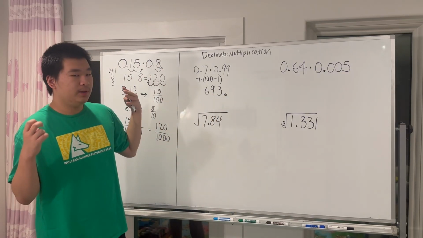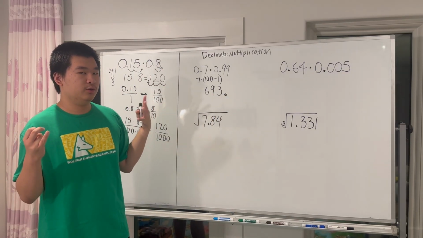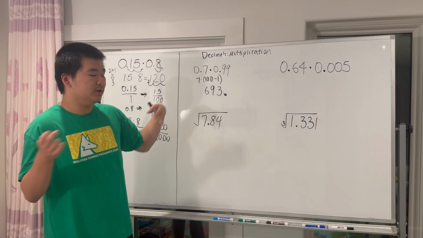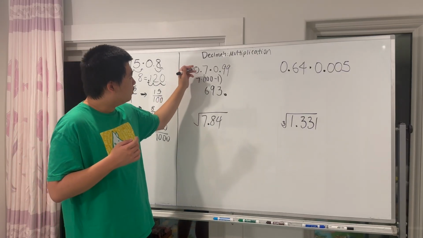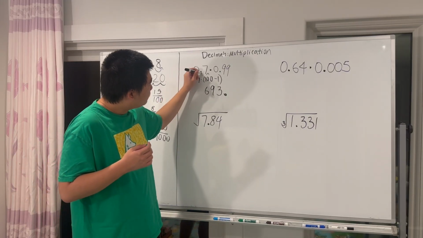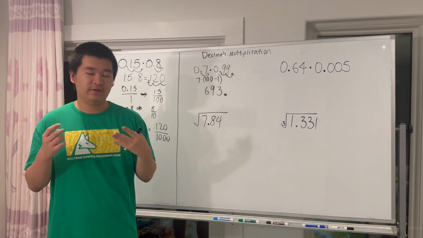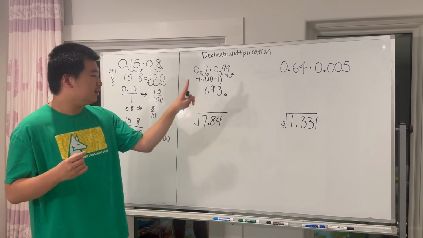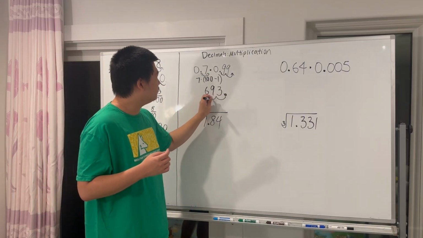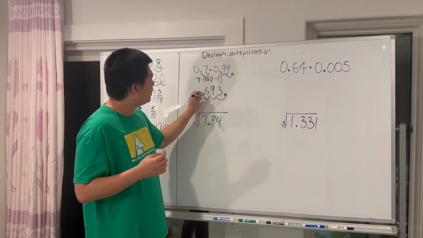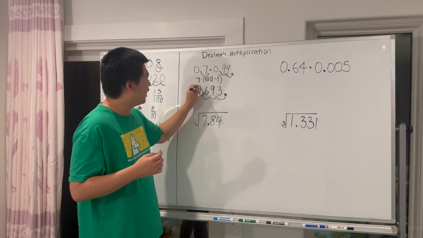And now, how many places did we move the decimal point in order to ignore the 0 point things? We moved it 1 time over here, then 2 times, 3 times. So in total, we moved it 3 times. So we should move it back 3 times. So 1, 2, 3. And our final answer is 0.693.